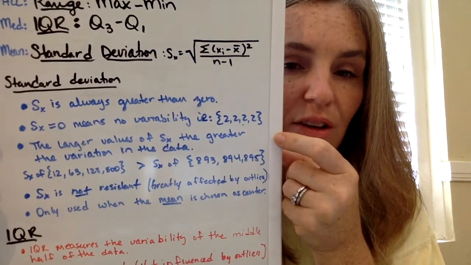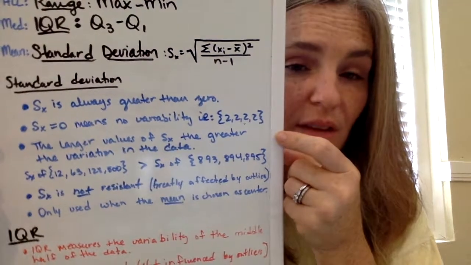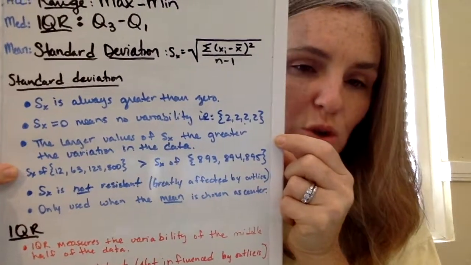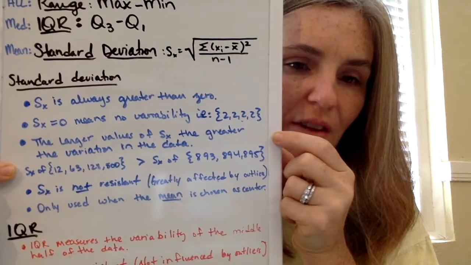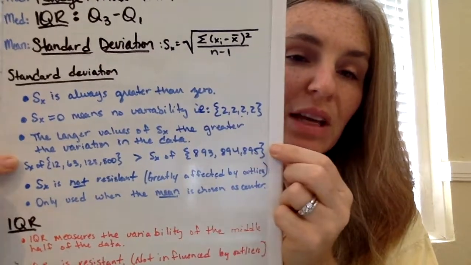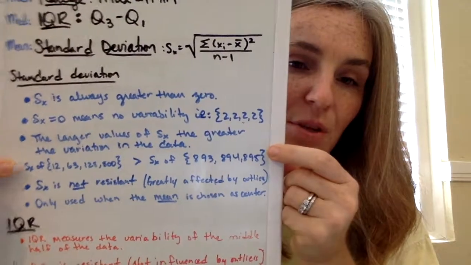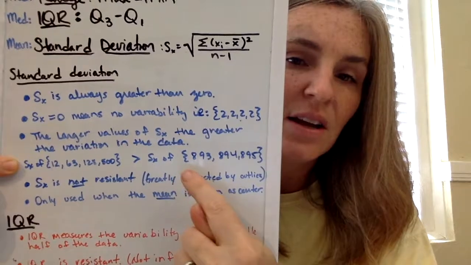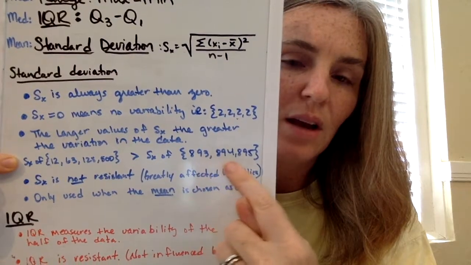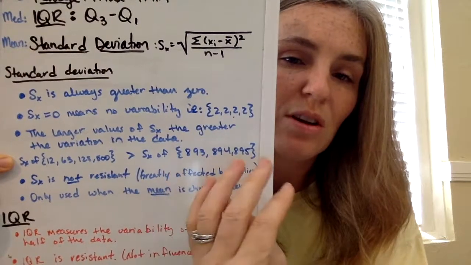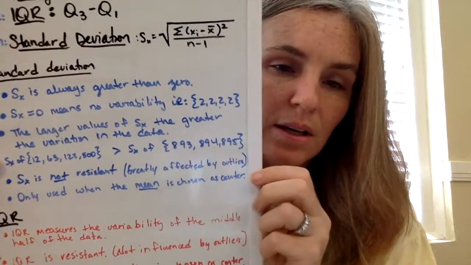The larger the value of standard deviation, the greater the variance. So even if I have small numbers, 12, 63, 125, 500, there's quite a bit of variability in the numbers. So my standard deviation would be larger in this data set than 893, 894, 895, because these are all similar numbers really close to each other, even though they're big numbers.